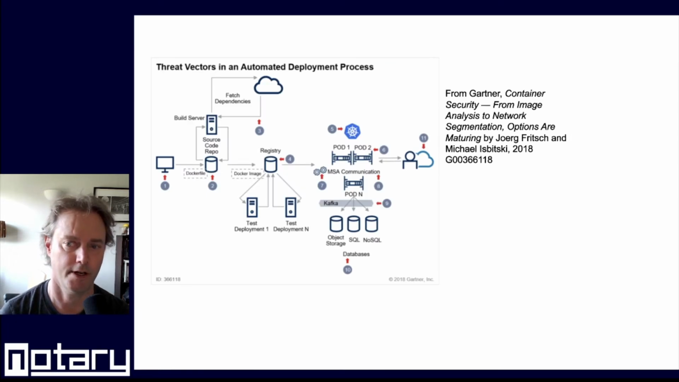There are so many places you can attack in the deployment workflow that can be weak. This is a great article from Gartner from 2018 on container security, covering threat vectors in an automated deployment process. And you can see everywhere there's little red arrows, there are places you can attack. So everywhere from the developer's laptop right at the beginning, through to dependencies and deployment systems and registries and everything really up to production.